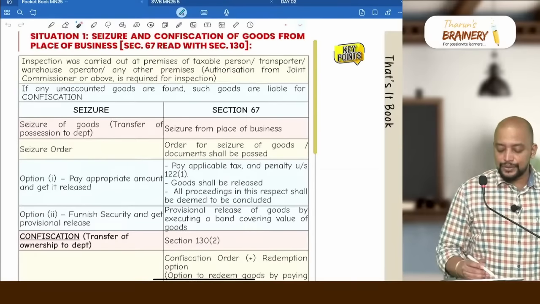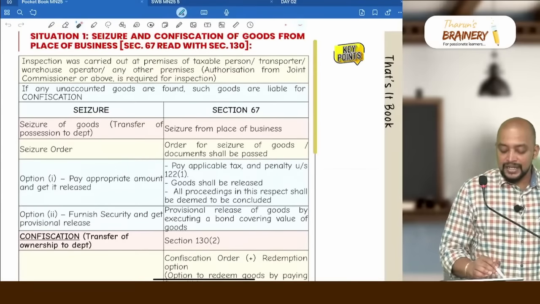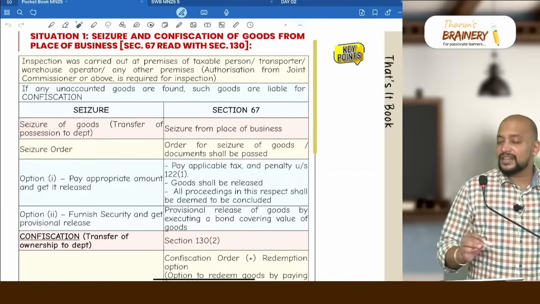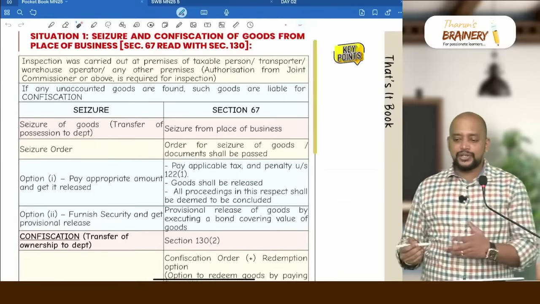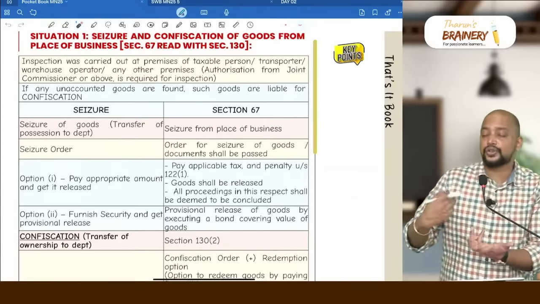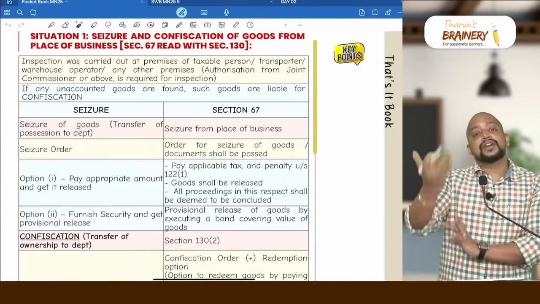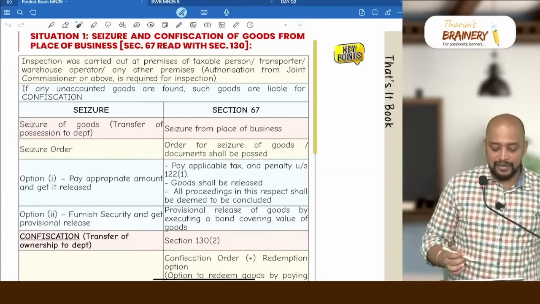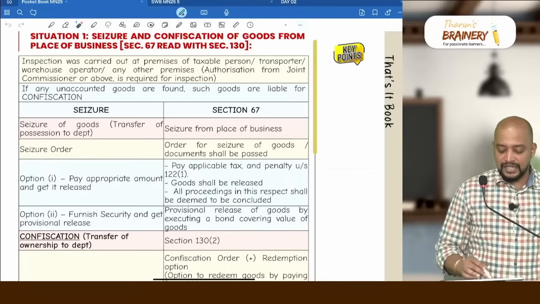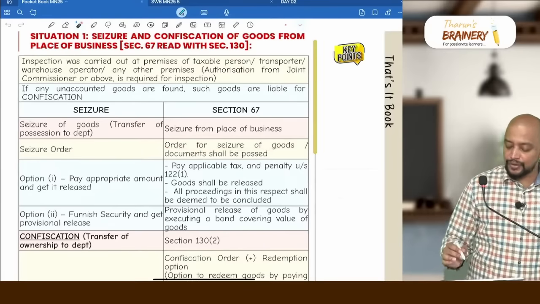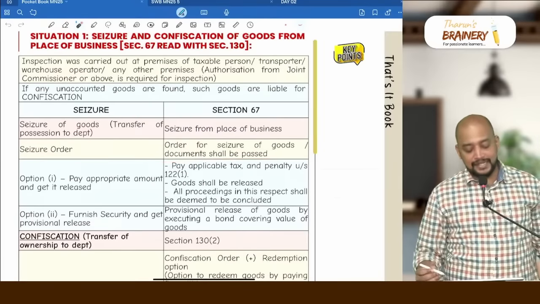And what they will do is seizure under section 67, seizure of goods. So when they do seizure, what will happen? Search: they search to identify something. Seizure is transfer of possession. Confiscation is transfer of ownership to the department. And seizure is from the place of business. A seizure order, an order for seizure of goods and documents, shall be passed.